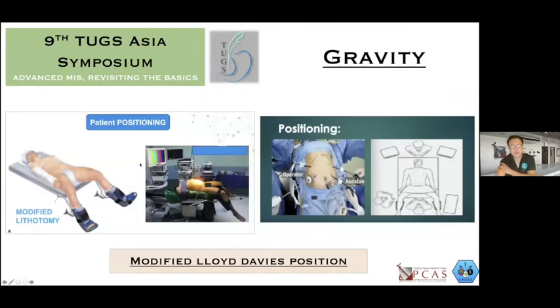So this is how we call it, the modified Lloyd Davis position, where the patient is placed supine with the legs downwards. You have to remember that the legs of the patient should be at least parallel to the body of the patient. The reason for that is if the leg is a little bit higher than the body of your patient, when you're doing your surgery, you have to remember that the instruments you're using are quite long. You have to have a good space in between that leg and the hands of the surgeon, so you don't want that leg to be obscuring or bumping into the hands of the surgeon.